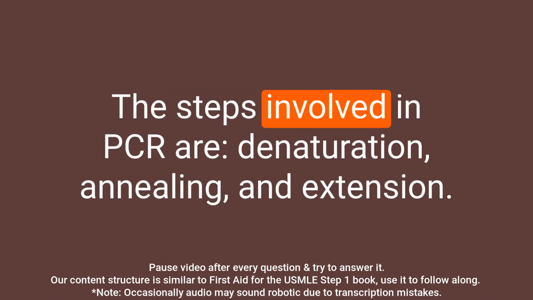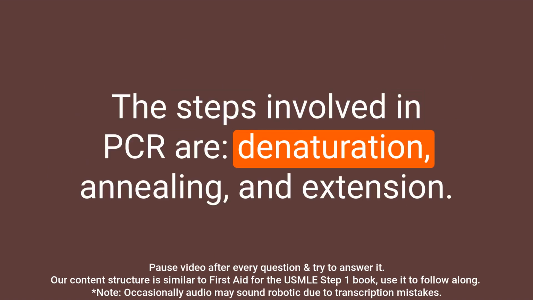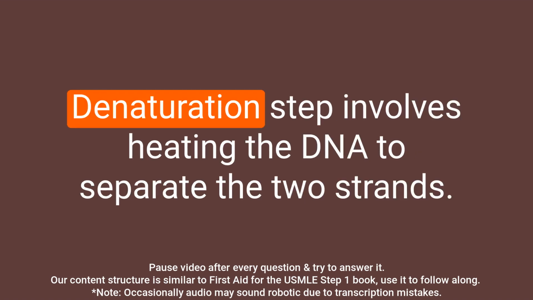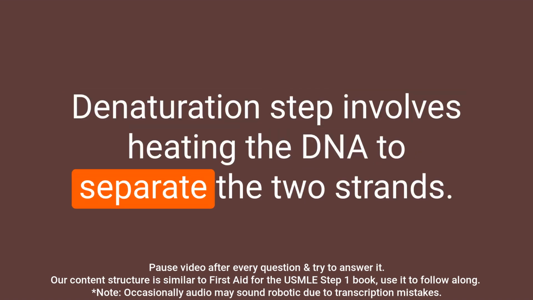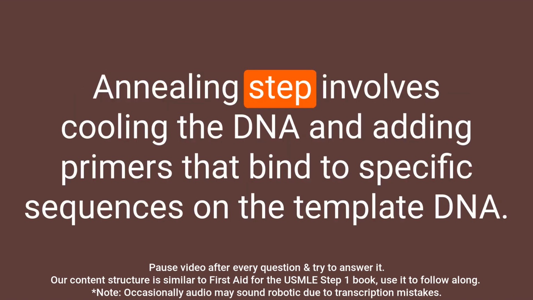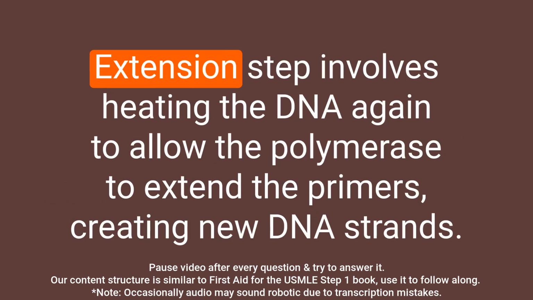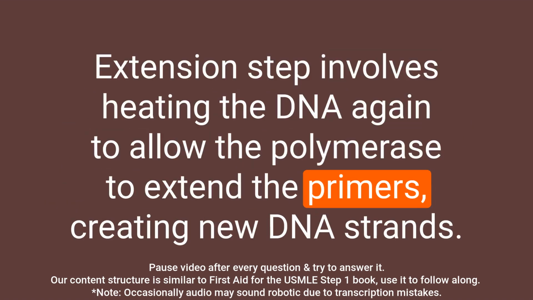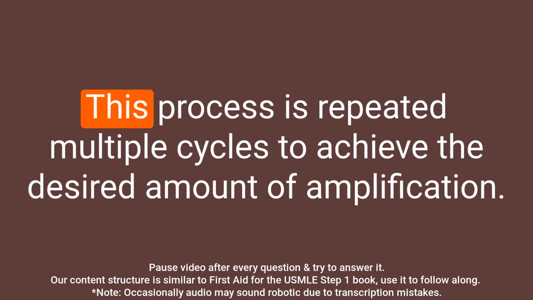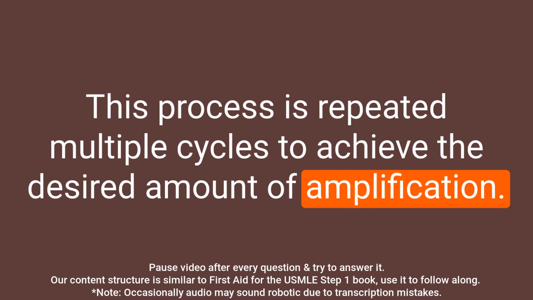Question: what are the steps involved in polymerase chain reaction? Answer: the steps involved in PCR are denaturation, annealing, and extension. Denaturation step involves heating the DNA to separate the two strands. Annealing step involves cooling the DNA and adding primers that bind to specific sequences on the template DNA. Extension step involves heating the DNA again to allow the polymerase to extend the primers, creating new DNA strands. This process is repeated multiple cycles to achieve the desired amount of amplification.